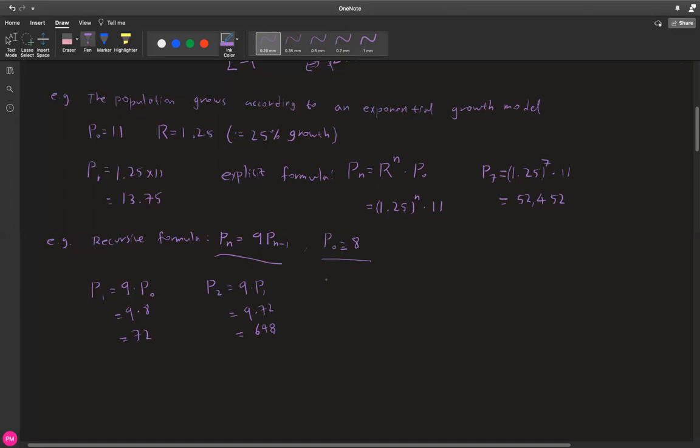Let's do one more. So P sub 3 is actually 9 multiplied by P sub 2, and we have found that P sub 2 is 648, and you should end up with 58,032.